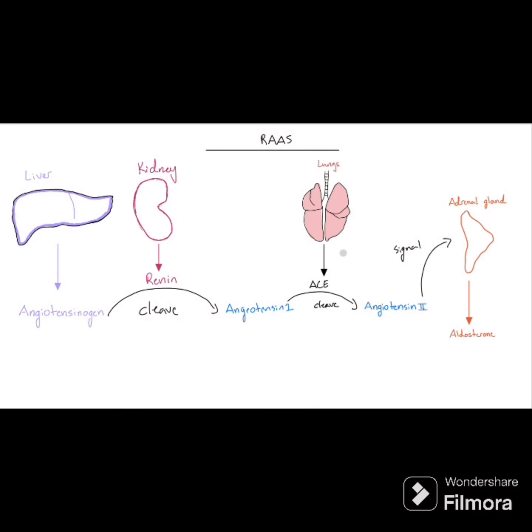The way the RAAS pathway works is the liver will have produced a protein called angiotensinogen, which will be in general circulation. When the kidneys receive signaling to attempt to raise blood pressure, they will secrete an enzyme called renin. Renin will cleave angiotensinogen into angiotensin 1. When angiotensin 1 circulates through the lungs, it will get cleaved by an enzyme called ACE, which will then produce angiotensin 2. Angiotensin 2 will then signal to the adrenal gland to secrete aldosterone.